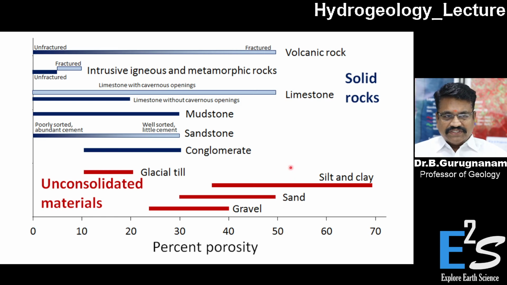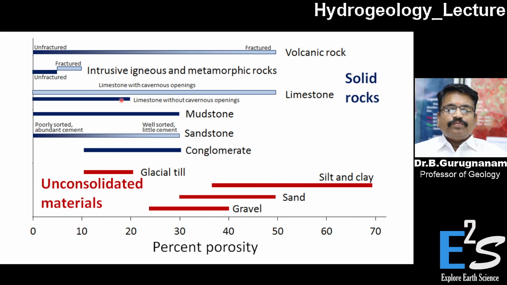This is the percent porosity with respect to various rock types like volcanic. This is solid rock and this is unconsolidated rock. The scale is given as 0, 10, 20, 30, 40, 50, so this is the range of porosity. In unfractured rock, the porosity is less, and in fractured rock it may go up to 50%. Similarly, unfractured intrusive igneous and metamorphic rocks go up to 7%, and if more fractured, sometimes up to 10%. Similarly for limestone, because of the dissolution process when water interacts, it may go up to 50%.